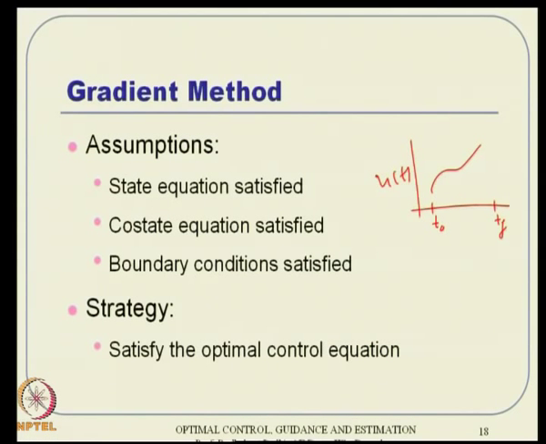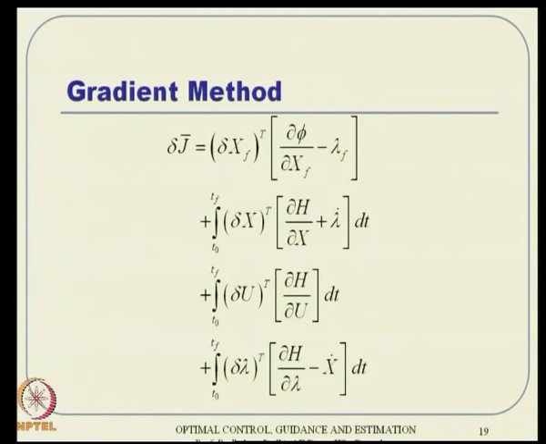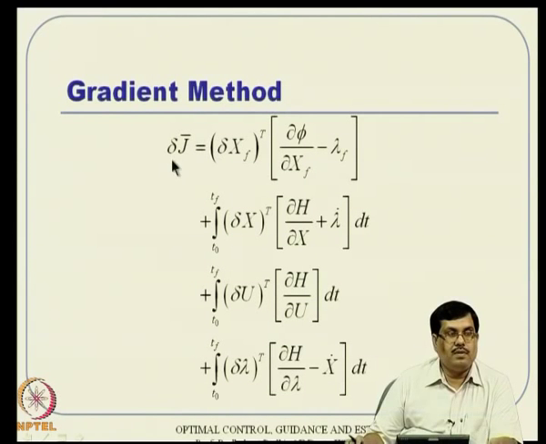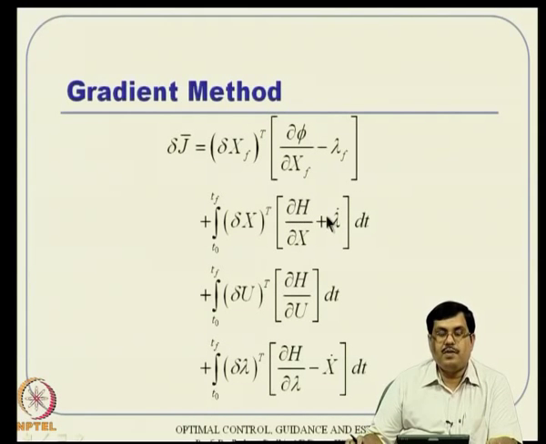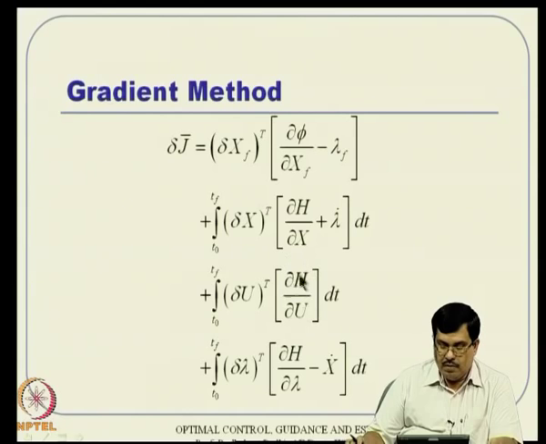Alright. So, this is the procedure. Now, how do you do that basically? We can go back to our derivation in the last class and see the first variation of J bar. The first variation of J bar is first expressed in this form, and hence we get all the necessary conditions. We got lambda f equal to del phi by del x f from here, we got lambda dot equal to minus del s by del x from here, we got del s by del u equal to 0 here, and we got x dot equal to del s by del lambda here.